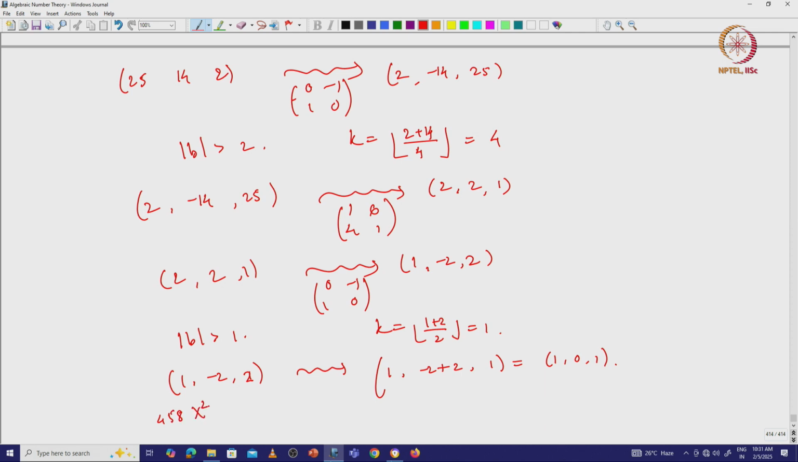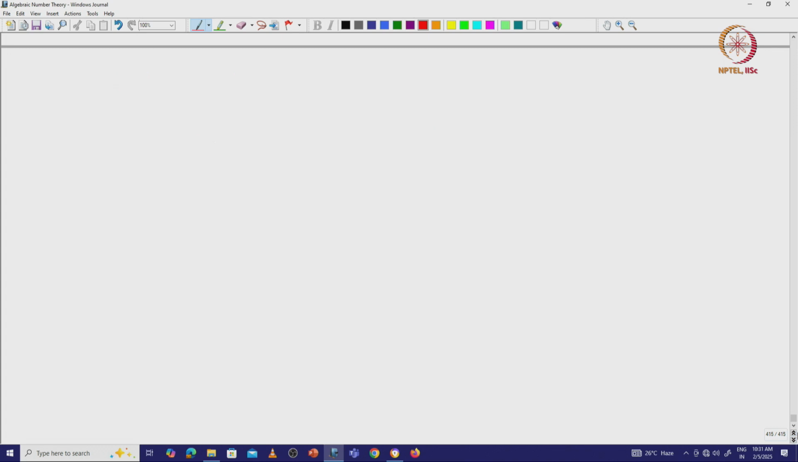So, 458 x squared plus 214 x y plus 25 y squared is equivalent to x squared plus y squared. That is kind of amazing that after doing all this, this is the reduced form we get. So, that is the algorithm to find reduced forms equivalent to some given form. All right. Okay, but how do you find?